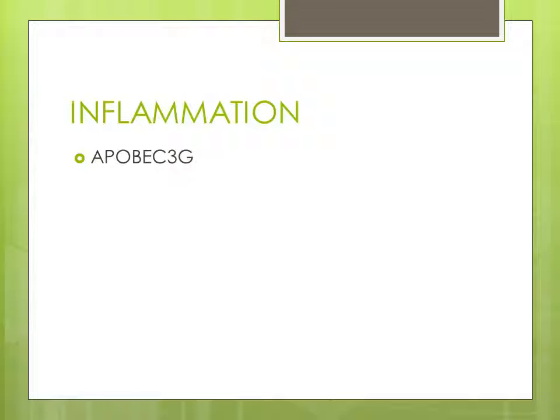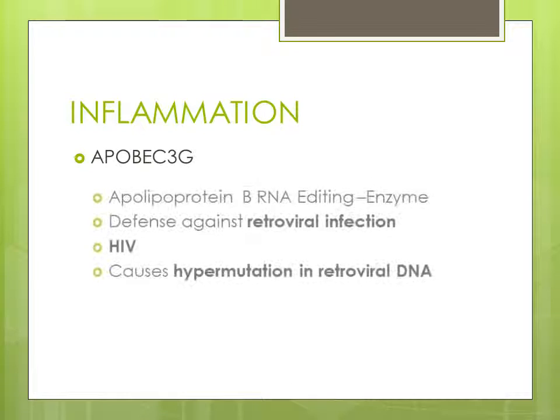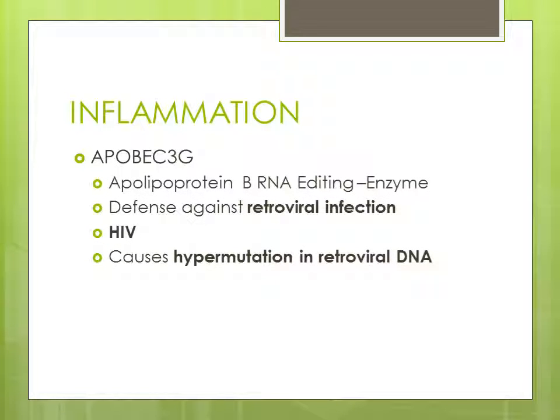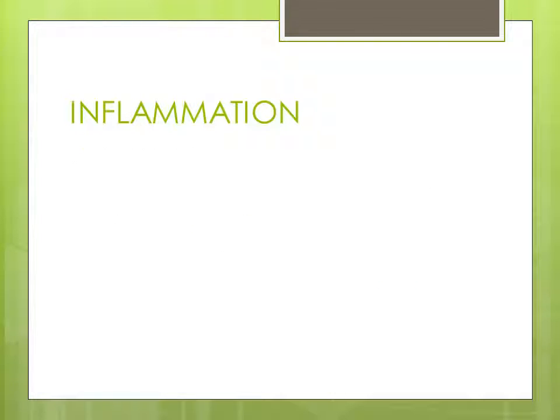Now, this is quite a tongue twister, guys. APOBEC3G. All right, try to say that 3 times without stopping. This is known as apolipoprotein B RNA editing enzyme, and really the major thing you need to know here is that it's a defense against retroviral infection. All right, retroviral infection. What's the famous one? HIV. All right, that's a retroviral infection. And this is going to cause a hypermutation, hyper meaning high or excessive mutation. So it's going to cause excessive mutations in retroviral DNA.